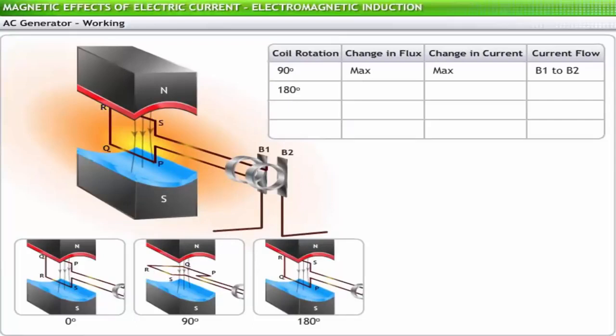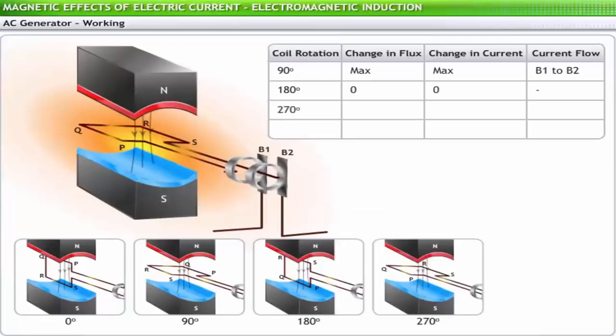The change in flux with respect to the initial position is 0. Hence, the current falls from its maximum in the same direction and becomes 0. Rotating the coil by another 90 degrees causes the current to increase in the opposite direction. Now the coil has rotated through 270 degrees from its initial position.